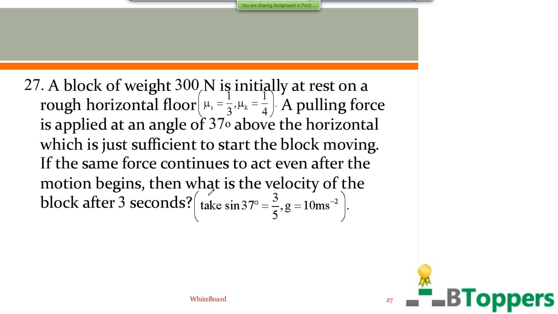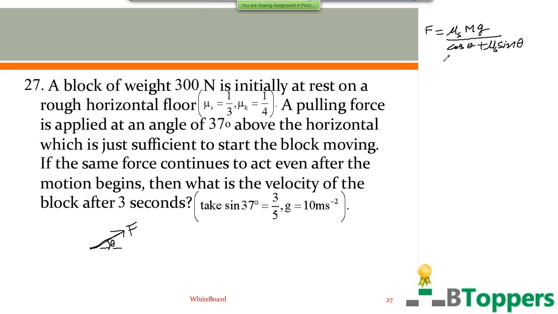As explained in the past, in one of the special cases, if a pulling force is applied on a block resting on the horizontal floor, at an angle theta above the horizontal, when the block is initially at rest, then the minimum value of the pulling force required to just start the block moving is equal to mu s mg by (cos theta plus mu s into sin theta).